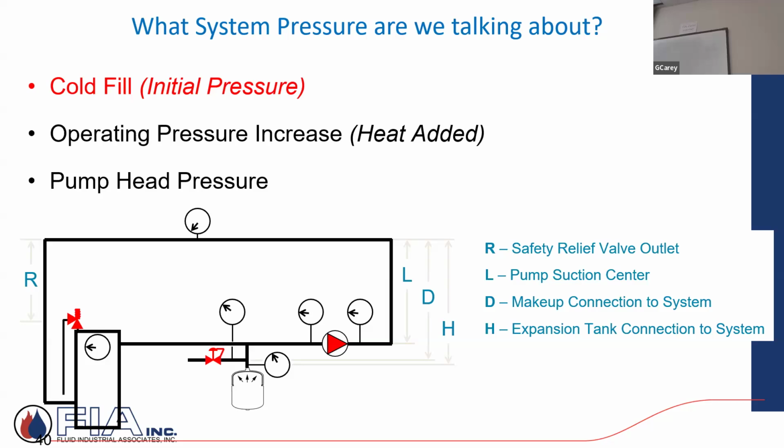They're saying, okay, safety relief valve outlet. So the R dimension is from that outlet to the top of the system. The L is the height of the system to the pump suction. The D is from a fill valve up. And our H is where our expansion tank connects. In our world, most times they're all in the same plane. There's not enough of a difference to make a difference. You're talking less than a pound or whatever. But just for technicalities, they're separating them to spell it out for us.